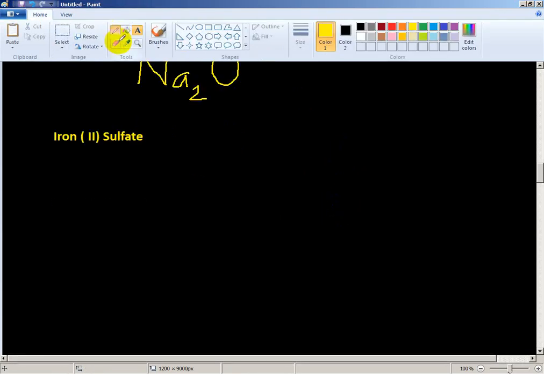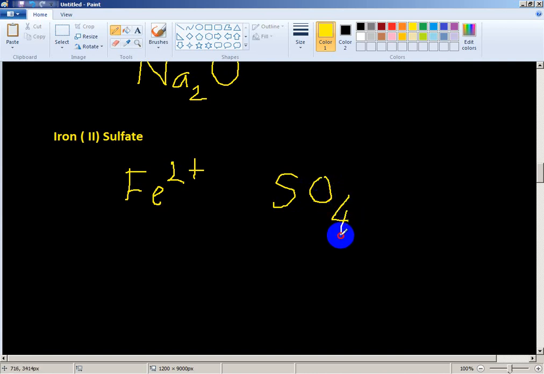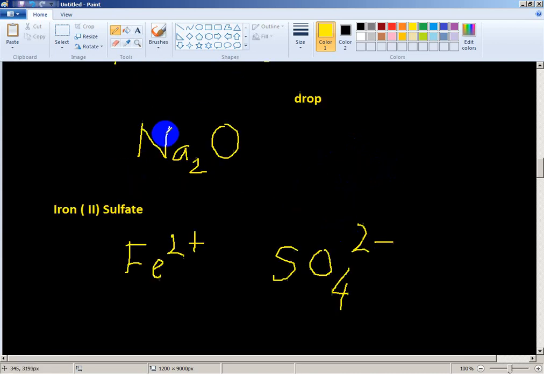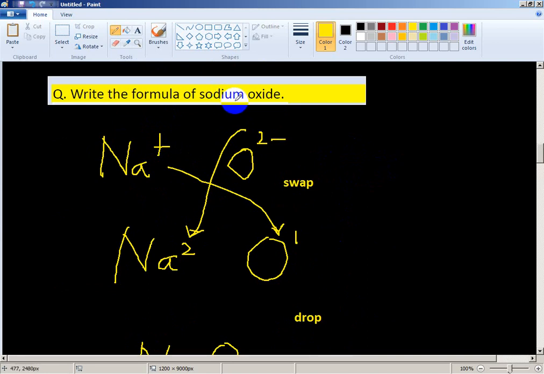iron. Here iron is 2, iron charge is 2, and sulfate 2 minus. Okay, it is iron 2. Why is this not written for sodium, 1 or 2?